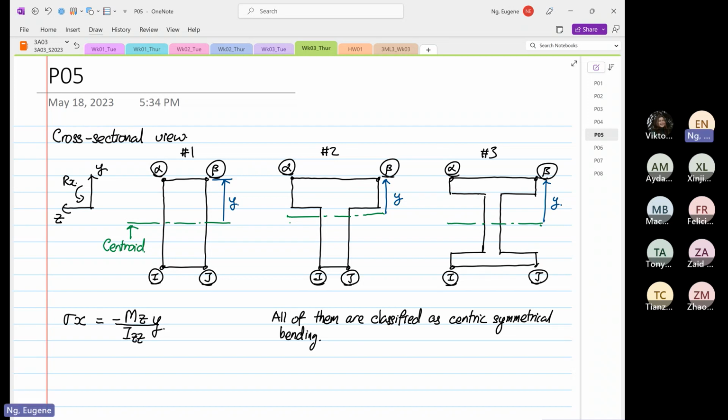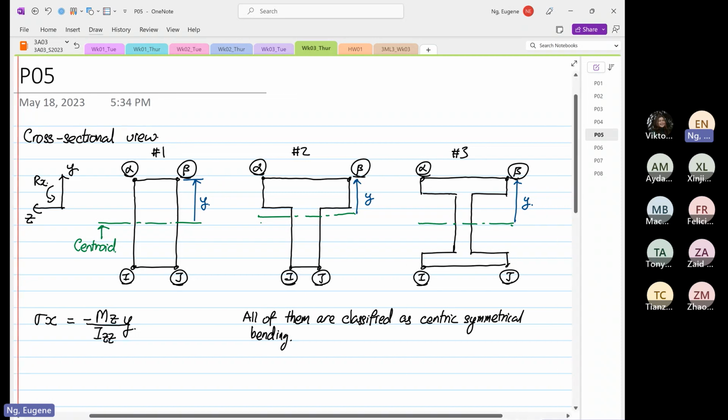Why? Why all of them? Okay, one more trap. It's not a trap, it's knowledge. You don't know how it is classified yet. It's not necessarily a trap. So all of them are classified as symmetrical bending.